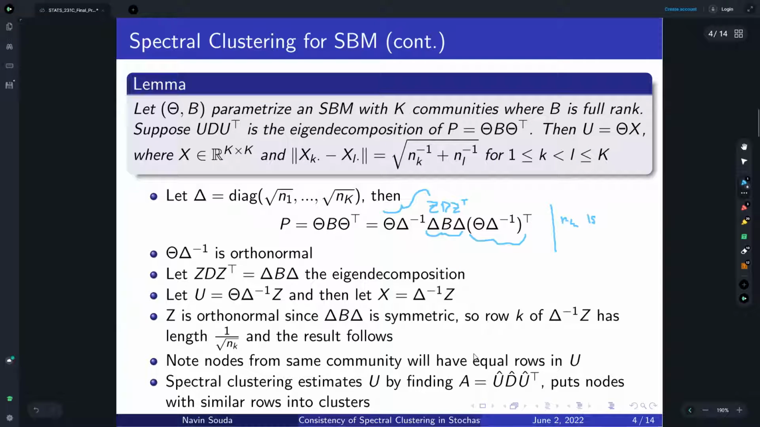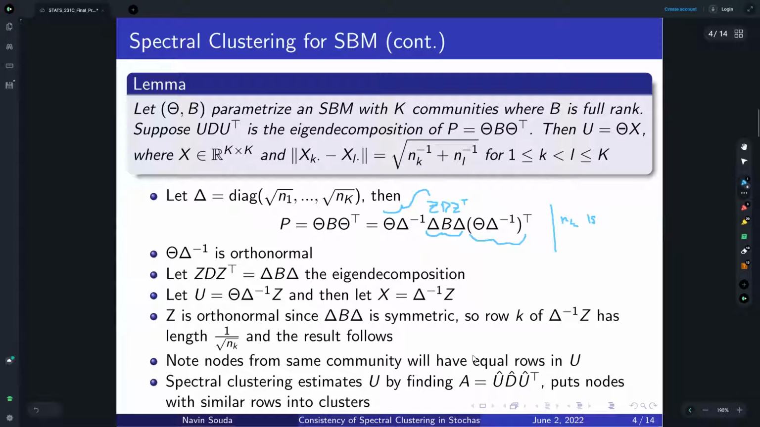So the key point of this lemma is first to tell us that the nodes from the same communities are going to have equal rows in our matrix U, which is the eigendecomposition of P. Because we have this membership matrix times some matrix X, depending on the community of node i, it's going to get mapped to the g_i-th row of X. And that's going to be true for every node that is in community g_i.